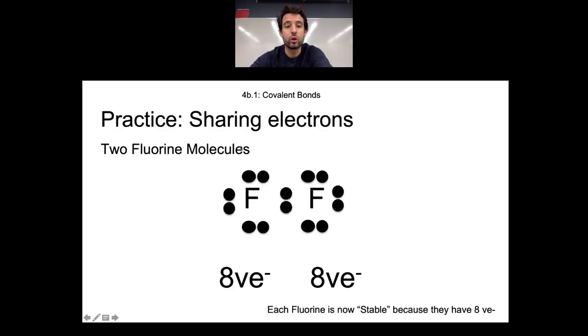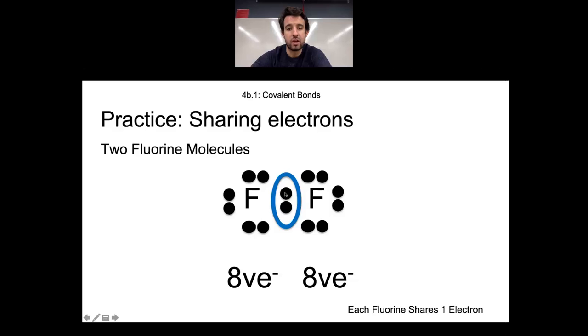So even though we only have a total of 14 electrons, total valence electrons, because they're sharing these two, this fluorine on the left acts like it has 8, and this fluorine on the right also acts like it has 8. So by sharing, they can do together what neither one of them could do alone, which is have 8 valence electrons, and as you see down here, they're now stable, because 8 valence electrons means stability.